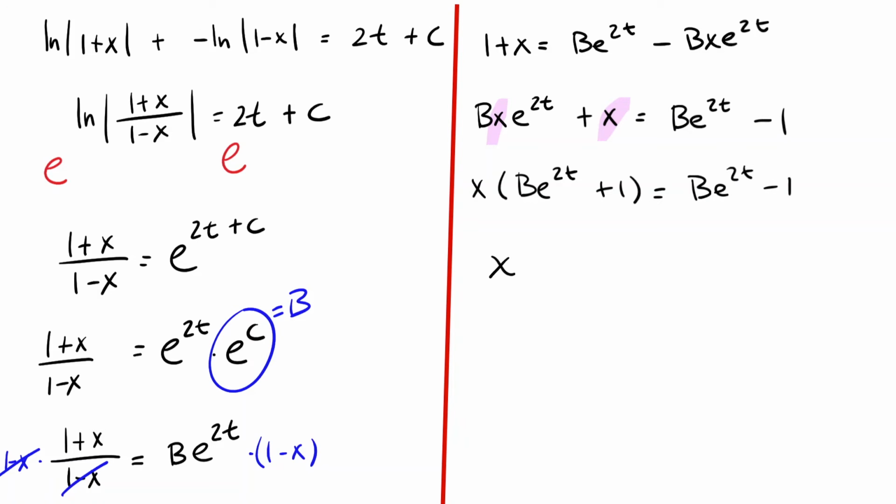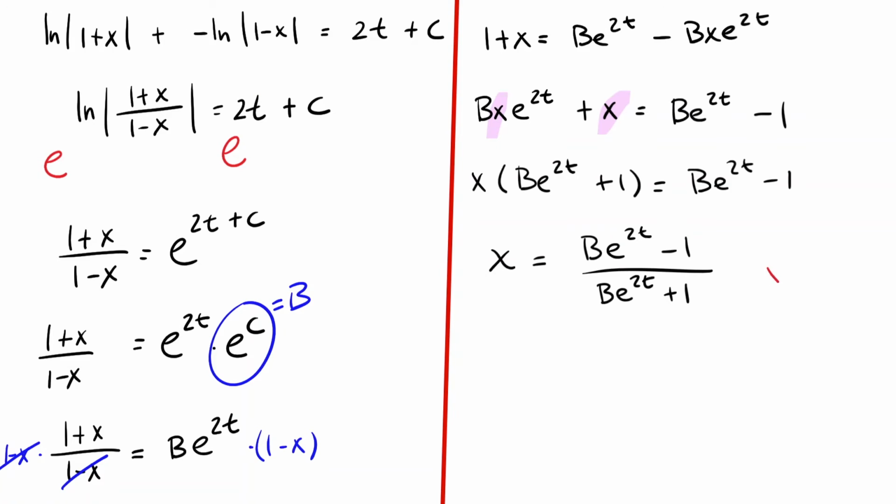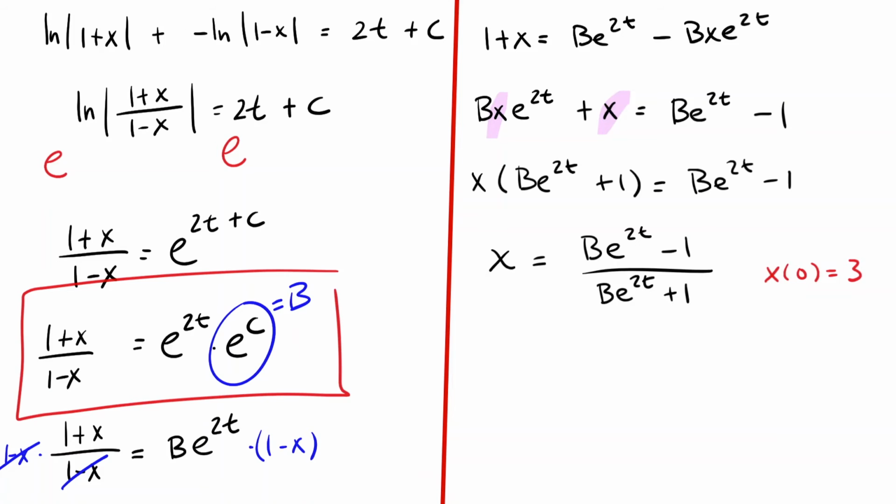Divide both sides, and we get x is equal to b e to the 2t minus 1 over b e to the 2t plus 1. Now we did have our initial condition listed, so let's substitute that in. And if you would find it helpful, we even could have done that perhaps at this stage instead of after we already simplified.